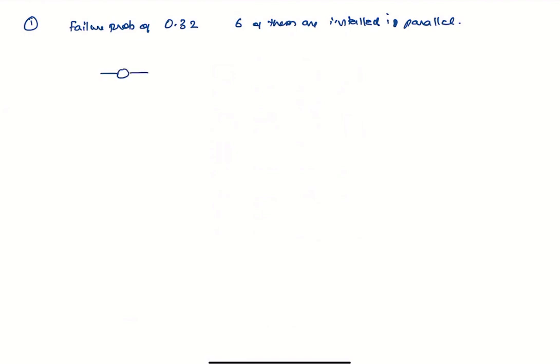So we have these systems, 1, 2, 3, 4, 5, 6. 6 of them are installed in parallel, or actually not in series, in parallel. So this will not be that. They are installed in parallel. 1, 2, 3, 4, 5, 6. And if any of these components works, the system works.